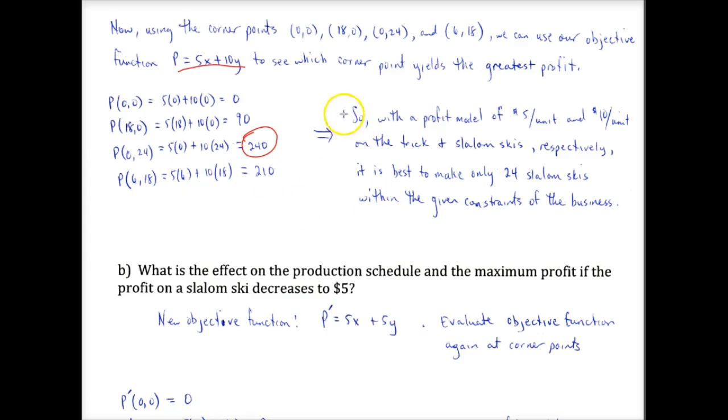So what this tells us is that right now, based upon our current profit model and what we can afford to pay for labor and such, we really need to be in the shalom ski business. We don't need to make trick skis at all.